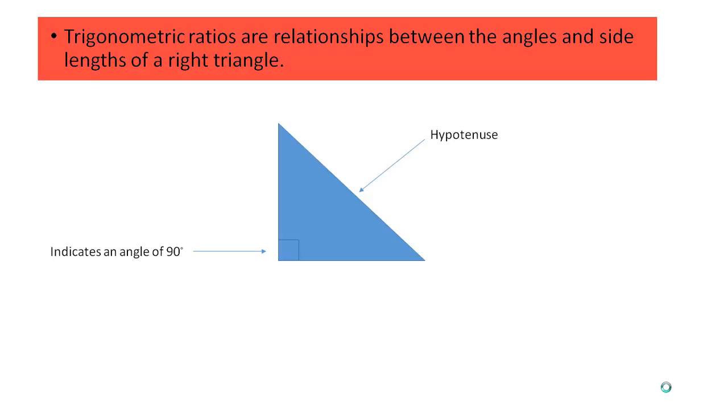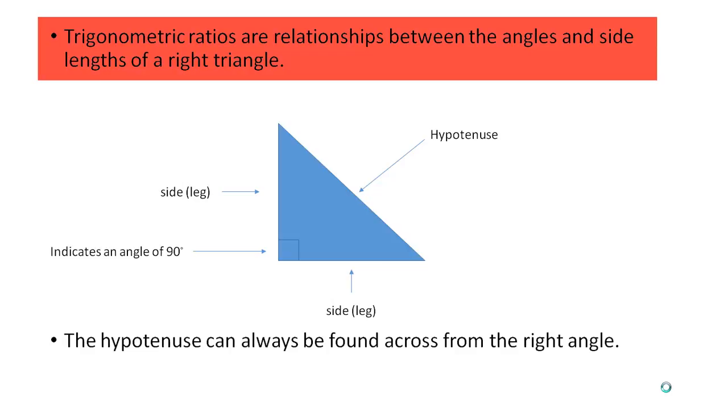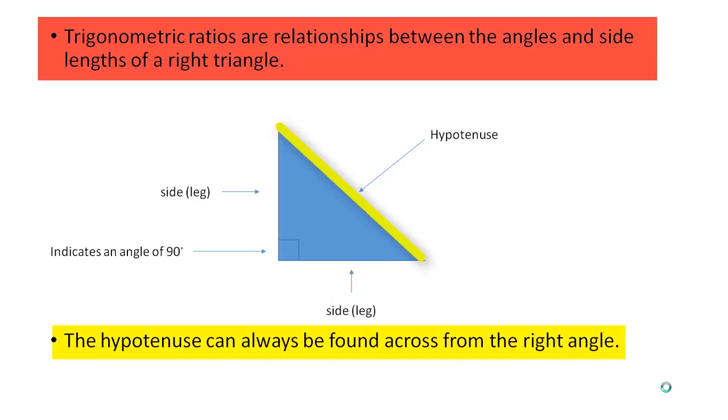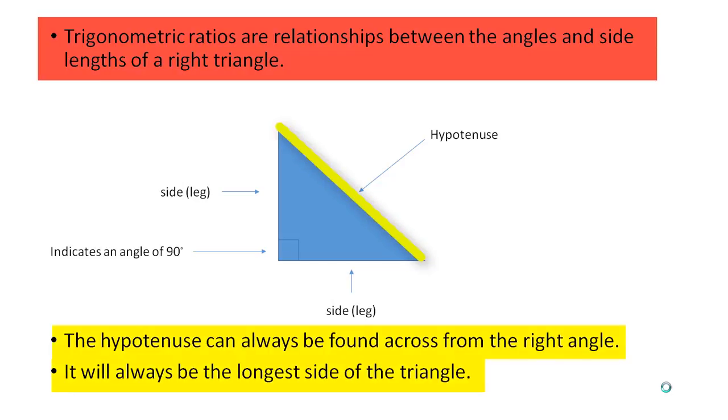The side across from the 90-degree angle is referred to as the hypotenuse. The two remaining lengths are referred to as sides or legs. The hypotenuse can always be found across from the right angle, and it will always be the longest side of the triangle.